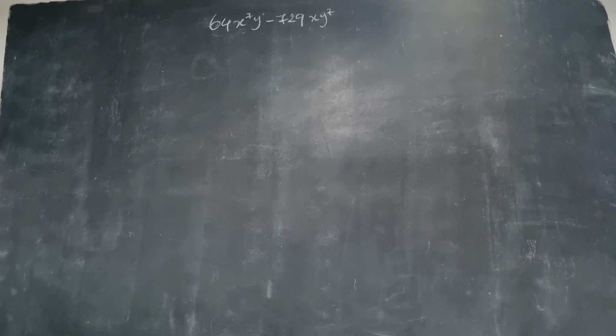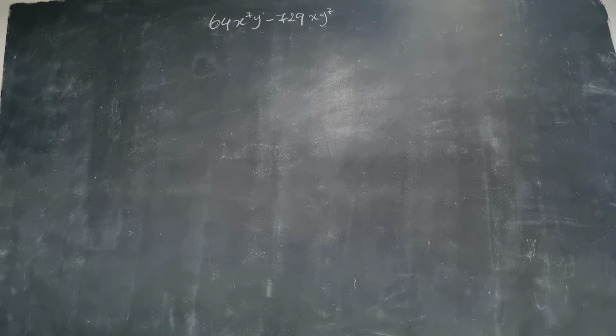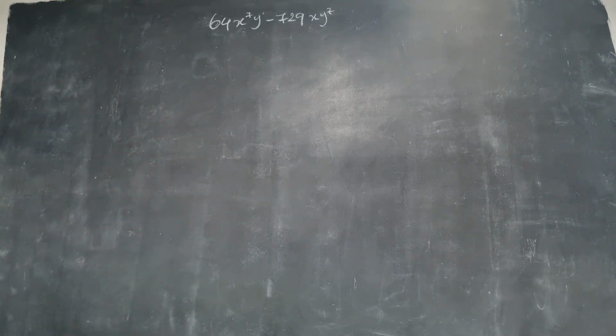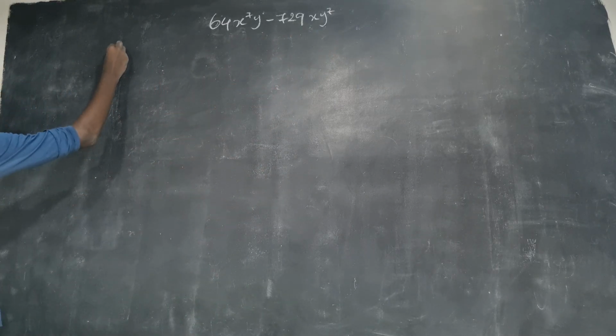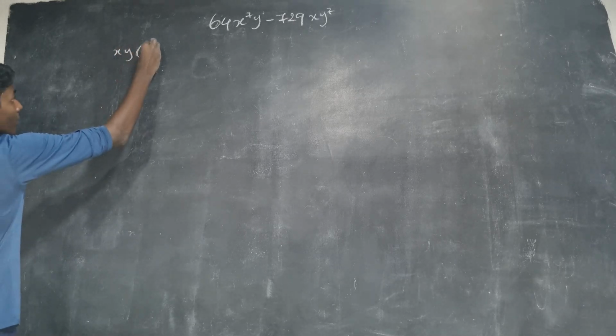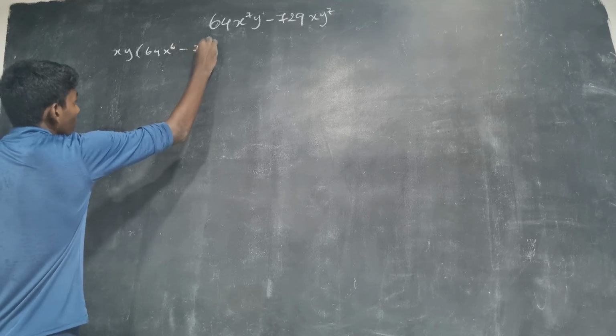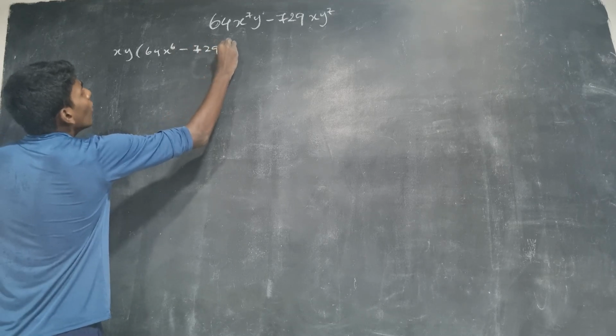64 x to the power of 7 y minus 729 x y to the power of 7. So we can see that x and y are common in this expression, so we can write them outside as a common factor: xy(64 x to the power of 6 minus 729 y to the power of 6).